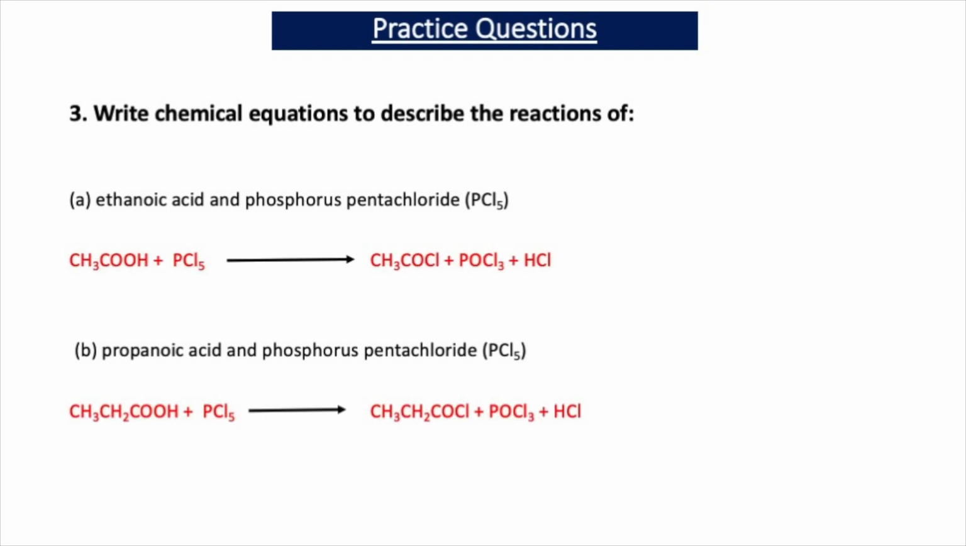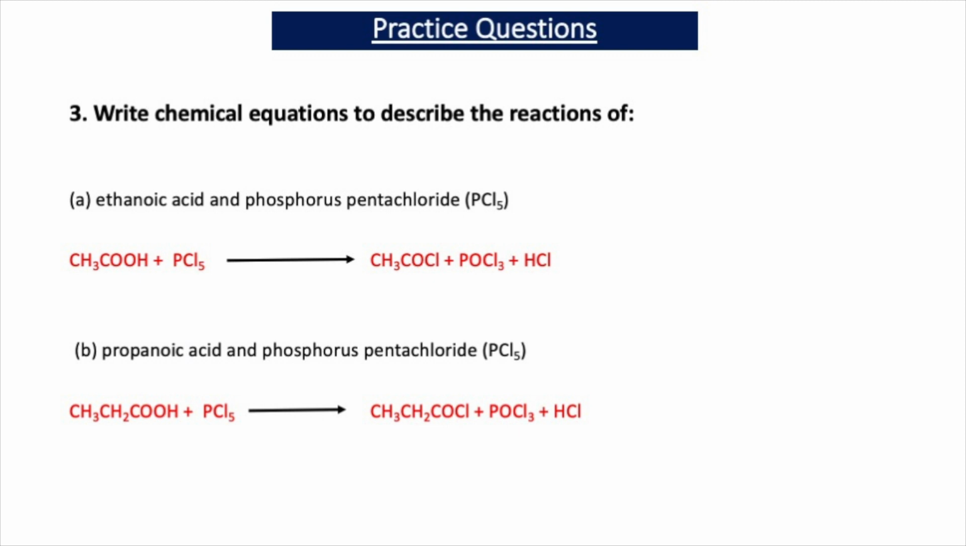So for question 3, you have to write chemical equations to describe the reactions of ethanoic acid and phosphorus pentachloride and propanoic acid and phosphorus pentachloride. So ethanoic acid is CH3COOH, phosphorus pentachloride is PCl5, and when you react them together, phosphorus pentachloride is a chlorinating agent and changes the OH to a Cl. So you get CH3COCl, which is ethanoyl chloride, and your other products are POCl3, phosphorus trichloride oxide, and hydrogen chloride gas, HCl.